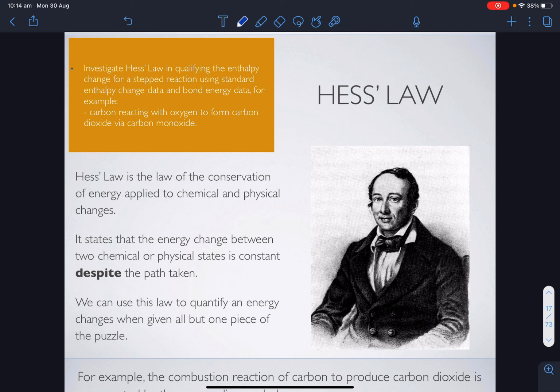Now you can go from the start to end in one step, or you can go from start to end in 2 steps, or you can go start to end in 3 different steps, or you can go start to end in infinitely many steps. And the difference between your start and end is always the same. Okay? So this is powerful because we can use this to quantify energy changes when you don't know the information from start to end, but you know all the steps in between, okay? And we can treat it like a big puzzle.